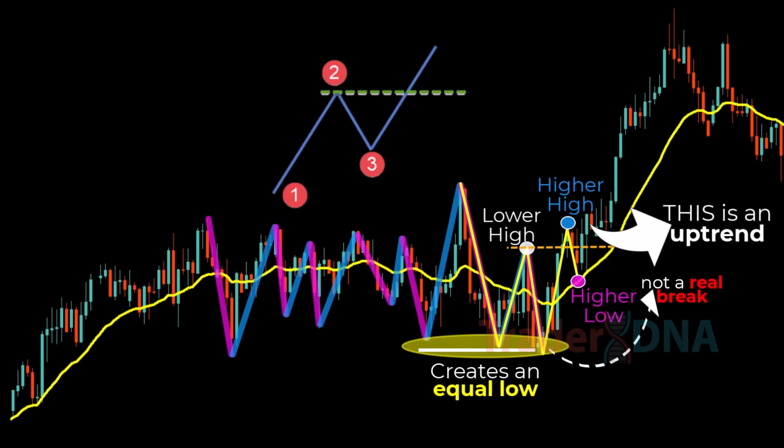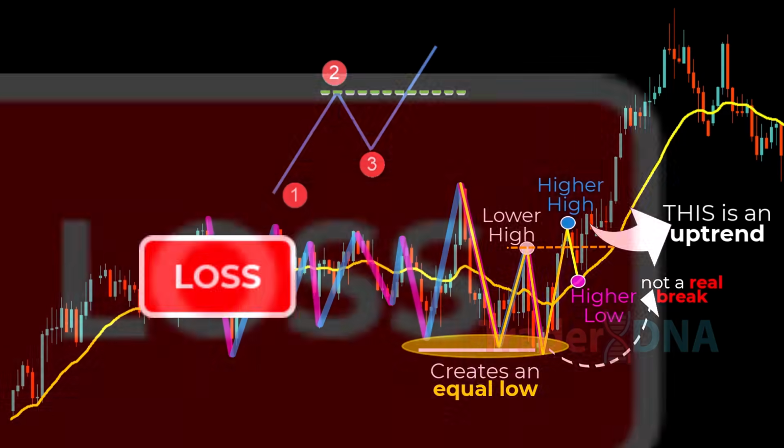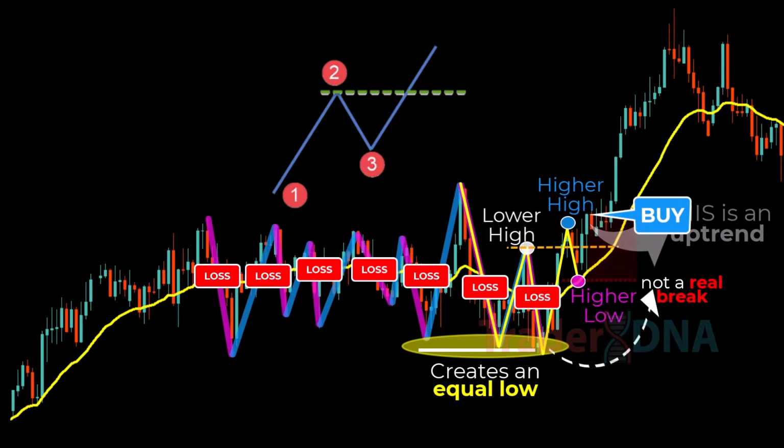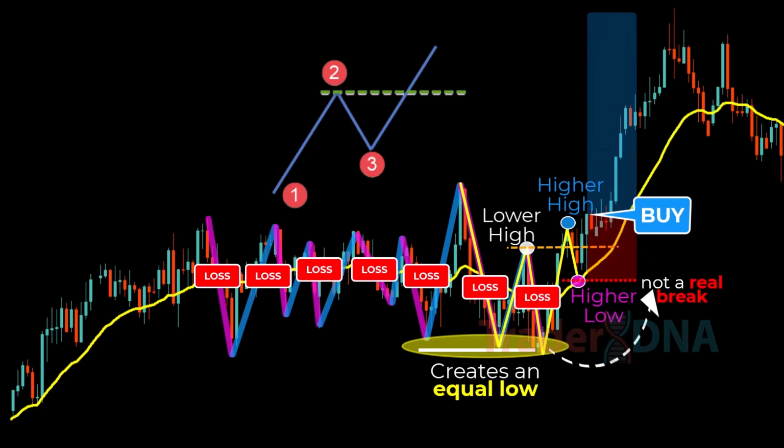Now imagine this. You jumped in early during that choppy consolidation, thinking it's a trend continuation setup. What happens? You get chopped out over and over. Stop loss hit. Frustration level maxed. That's what happens when you trade inside noise. But when you wait for price to confirm the trend, when you wait for that clean higher high or lower low, that's when your entries start to feel like precision strikes instead of random guesses.